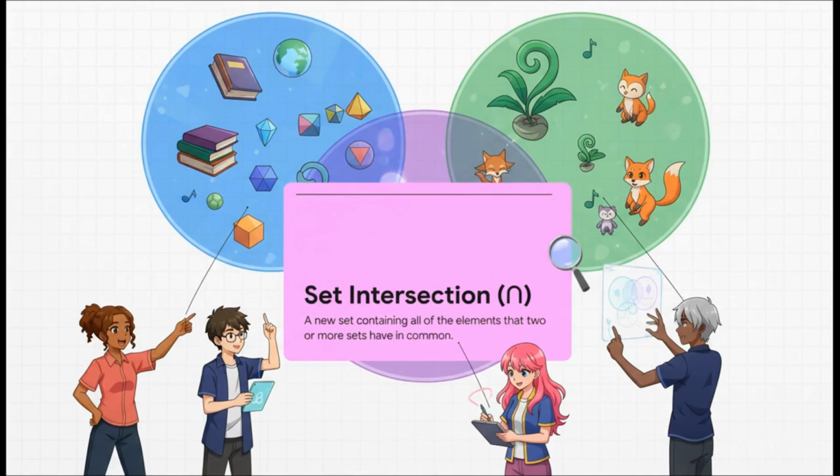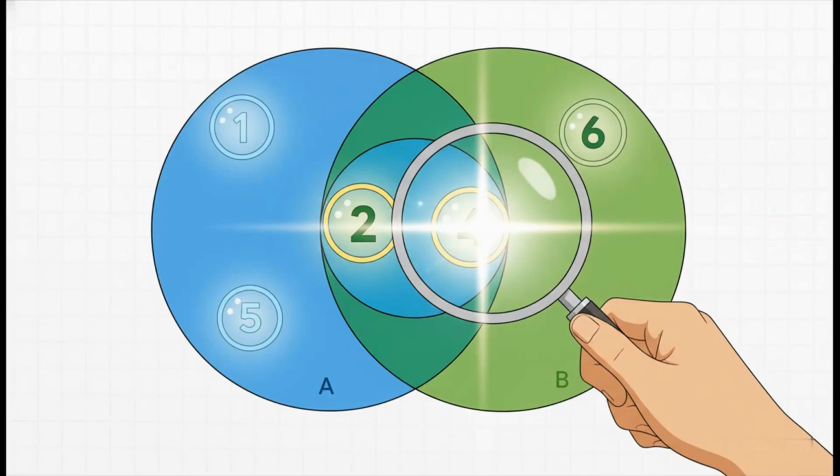This is really just about grouping things together based on rules. An intersection, which has that little upside-down U symbol, is simply a rule for finding out what two different groups have in common. So if set A has the numbers 1, 2, 4, and 5, and set B has 2, 4, and 6, what's their intersection?